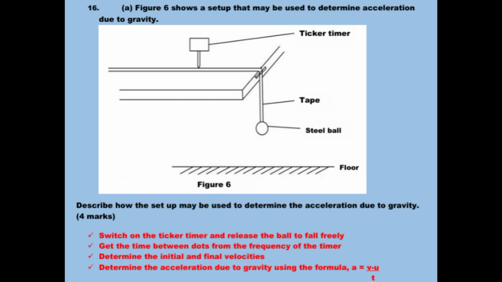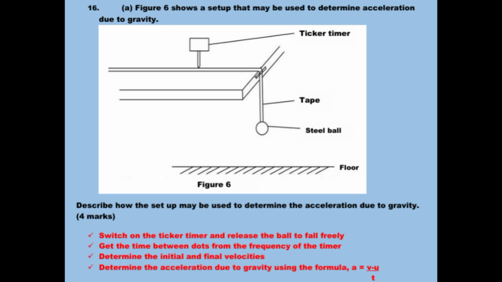So number 1, switch on the ticker timer and release the ball to fall freely. So you release that ball to fall freely while the ticker timer is on. Get the time between the dots from the frequency of the ticker timer. You remember the dots made by a ticker timer, so you'll get the time between the dots, and the time will be, of course, 1 over frequency.